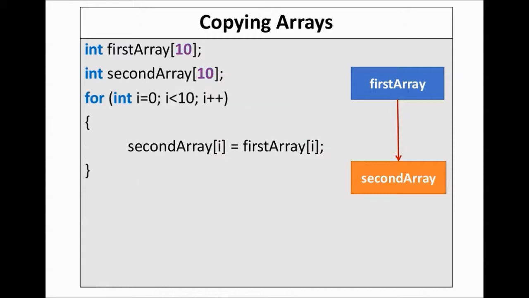Or we have another better code. We use loops instead of copying or writing each index separately. So if we have two arrays, first array and second array, both of int data type and the same size 10, then we use a for loop. In the for loop, we simply write the second array index into which we want to copy the data from the first array and make it equal to the first array of the same index.